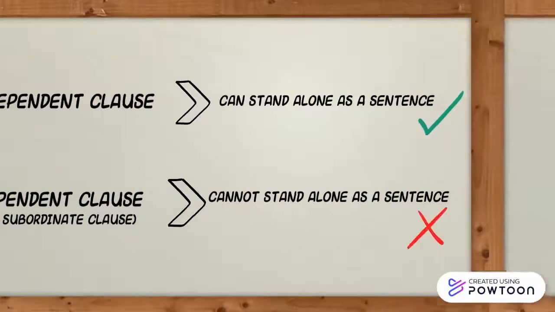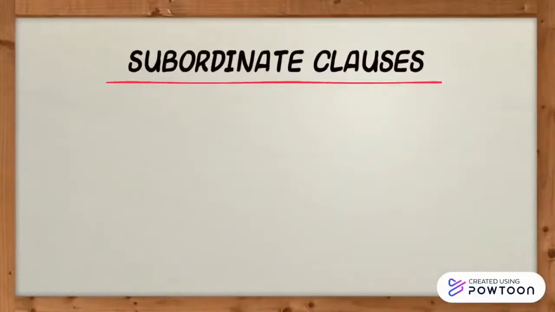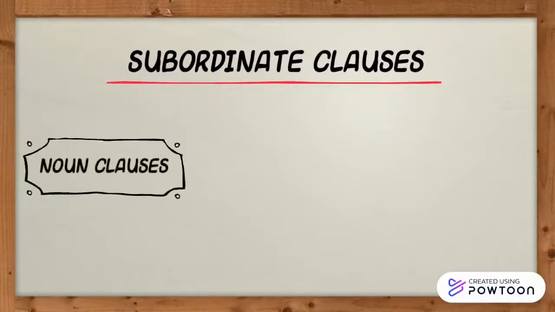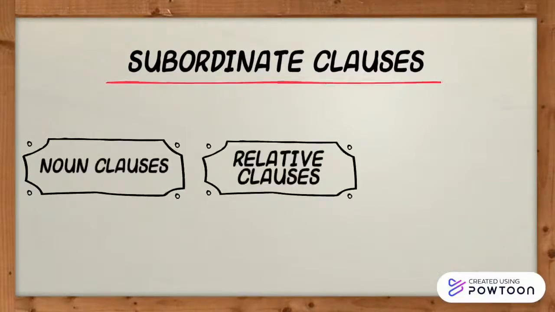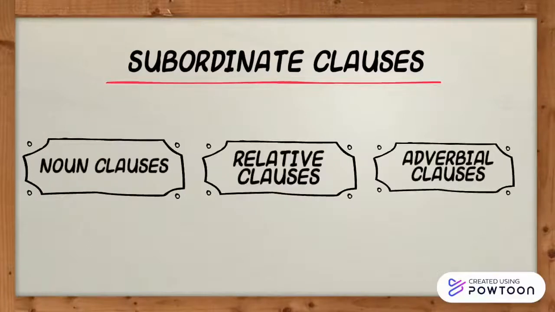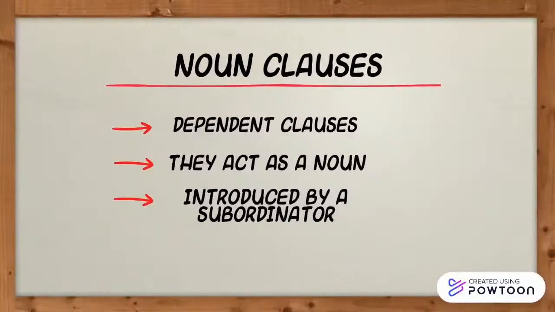Now, how do we identify a subordinate clause? Well, they are separated into three types: noun clauses, relative clauses, and adverbial clauses. Noun clauses are dependent clauses. They function and act as a noun. They are also introduced by a subordinator.